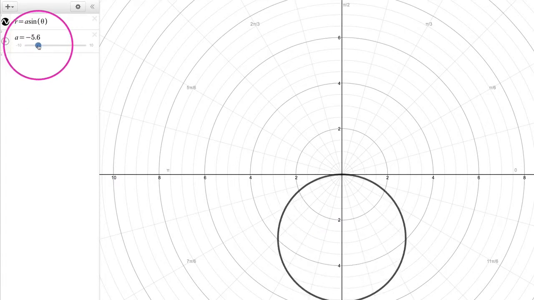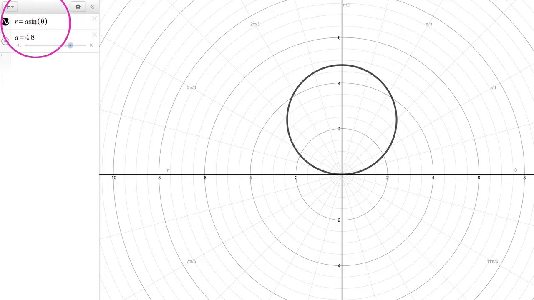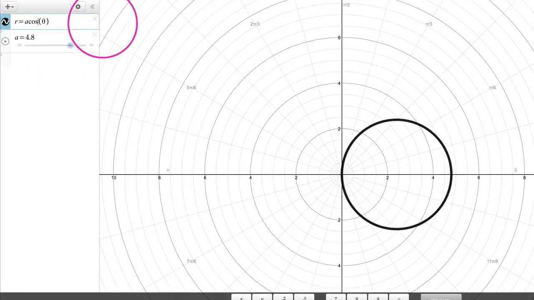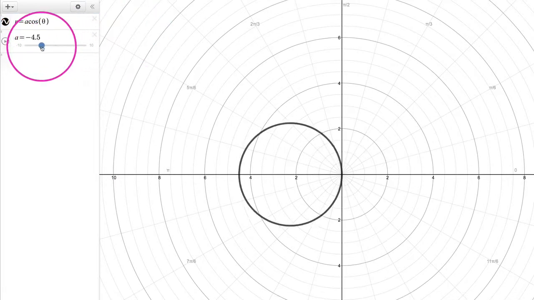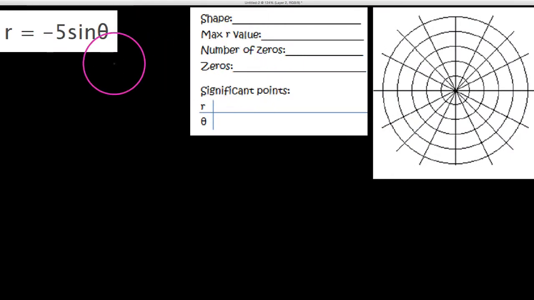So we notice that negative a values would cause a sine graph to open downward, whereas if we had a cosine graph, which is symmetrical with respect to the x-axis, if a is negative, it's going to open to the left. So if we were to make a graph then, more procedurally, what would this look like?